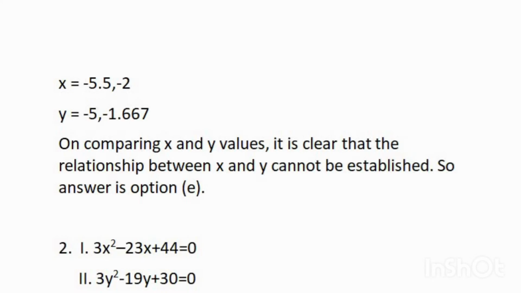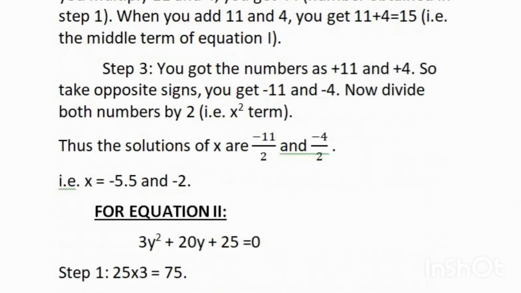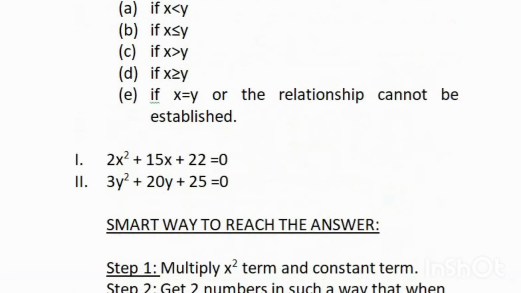So the option is E. That is, we have to mark option E if x is equal to y, or the relationship cannot be established. So the answer is option E. Okay, so in this question, option E is the answer.